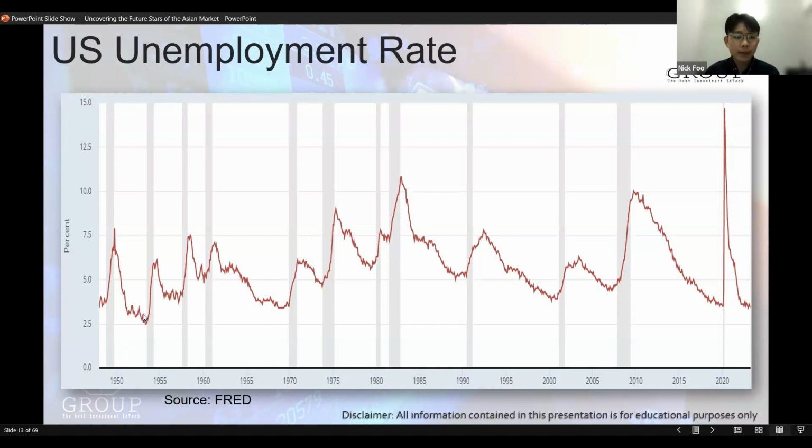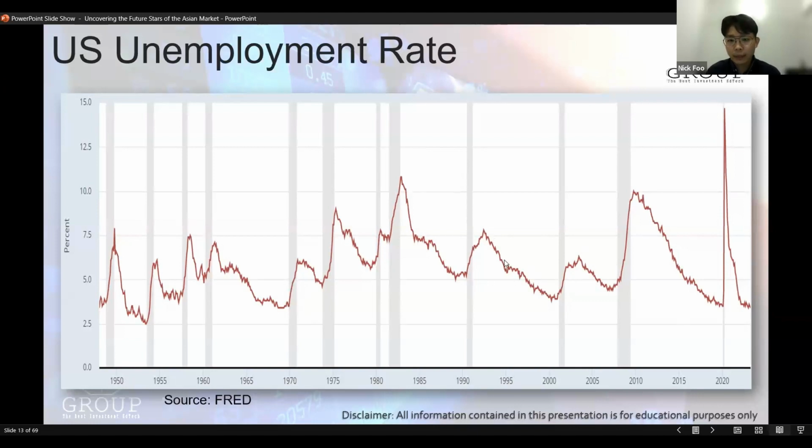You can see the shaded area indicates the U.S. recessions, ladies and gentlemen. So you can see since 1950, the U.S. unemployment rate only increases or surges after the recessions take place. Can you see that, ladies and gentlemen?